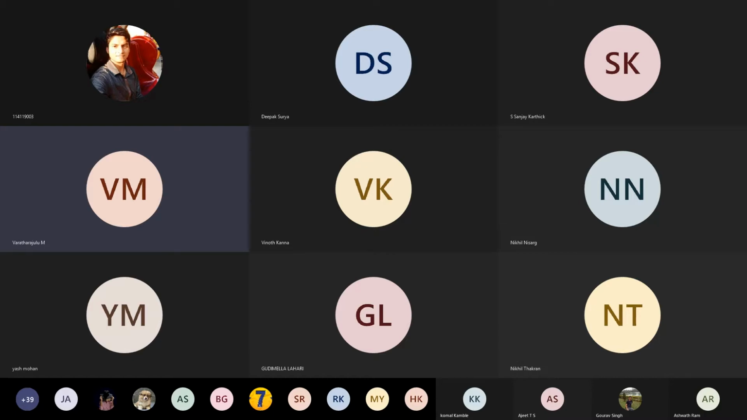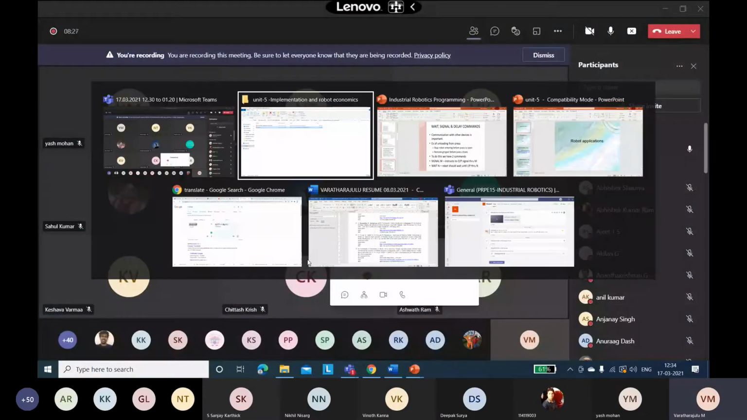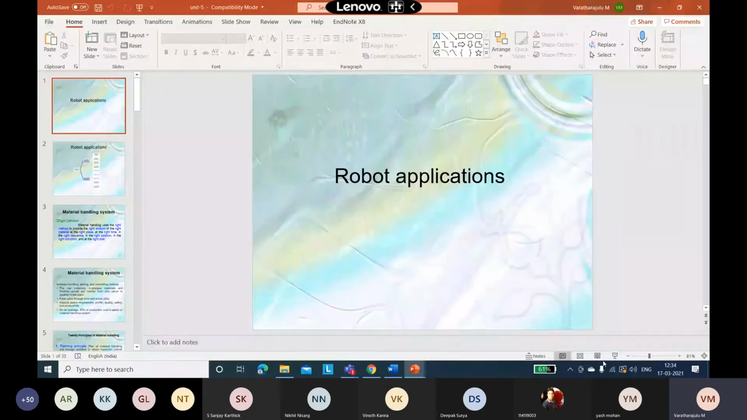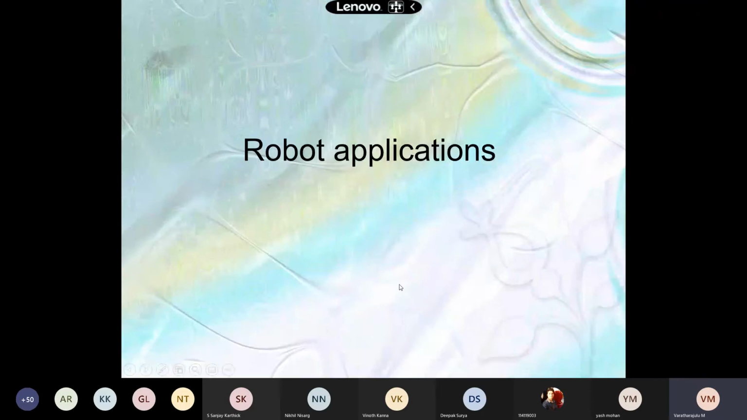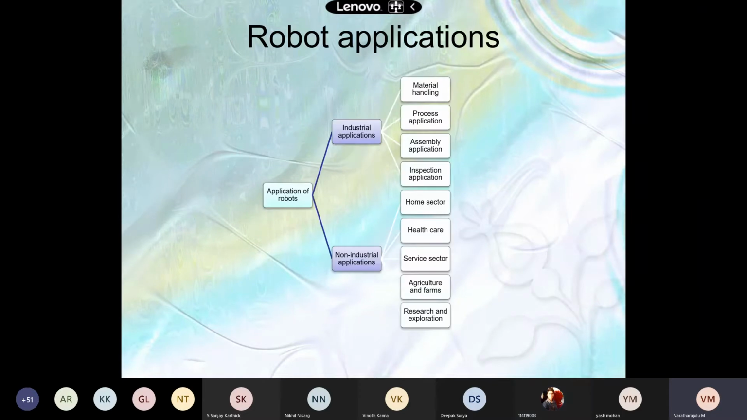What we have seen yesterday, we have seen robot applications. Whether it is audible, my slides are visible, and my audio is clear? Yes, sir. Yes, sir.